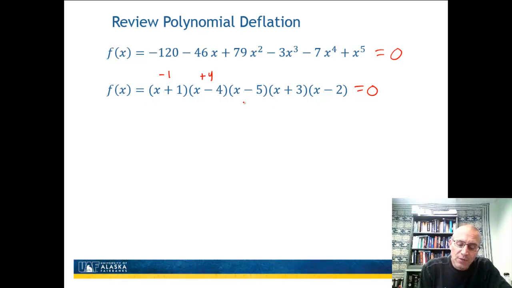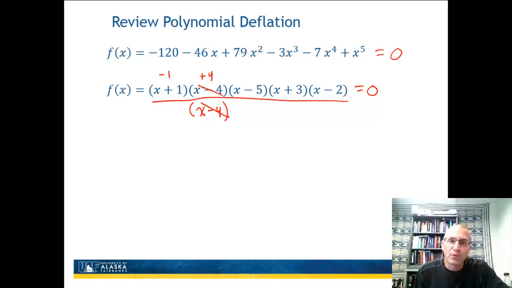Now, deflation involves finding one of those roots and then dividing by it. So, for example, if I take that polynomial and divide it by x - 4, after I've found the root is 4, I would have a new polynomial that involves those 4 terms, and then I would go ahead and find my next root. And I do that until I don't have any more roots to find in my function.